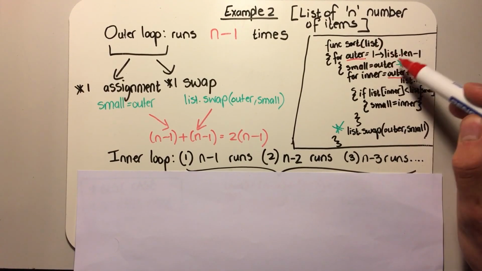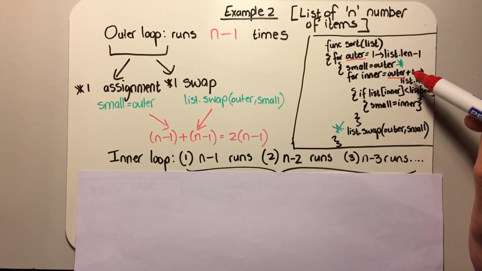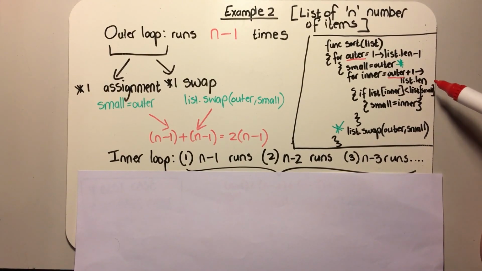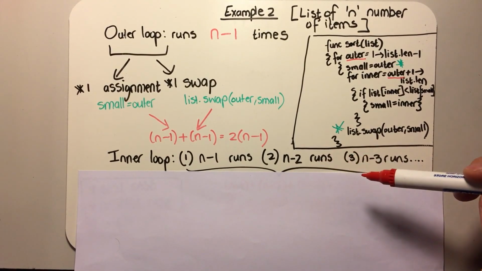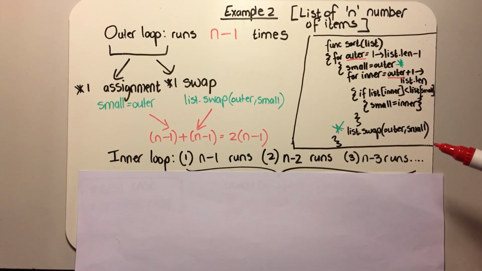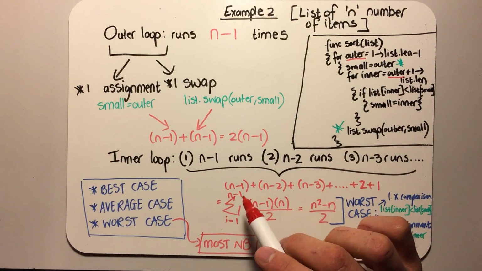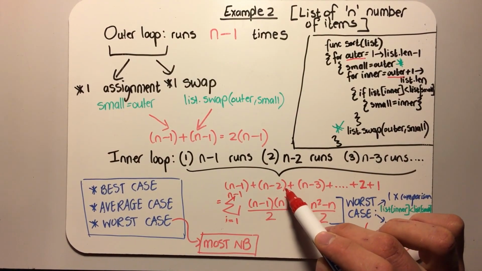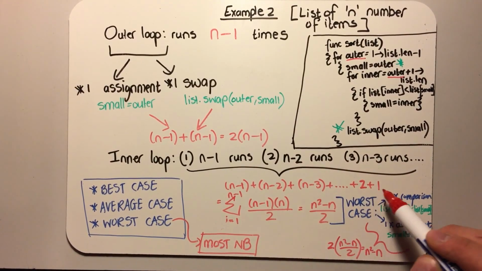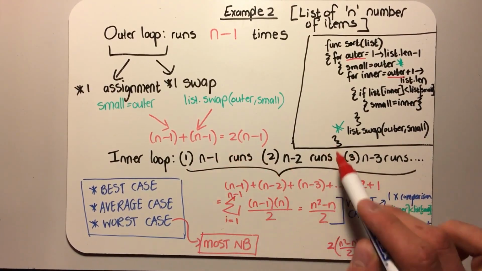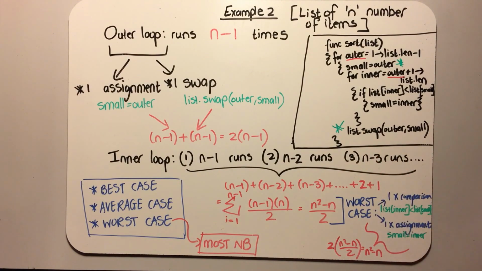Then outer is going to be 1 bigger on the next iteration. So then it's going to be from 2 to the list.len. So it's going to run n minus 2 times, because outer is increased by 1. Then it's going to be n minus 3 times, n minus 4 times, and so on and so forth until we get to 1 or 0. So that means we're going to go n minus 1 plus n minus 2 plus n minus 3 all the way up to 1.